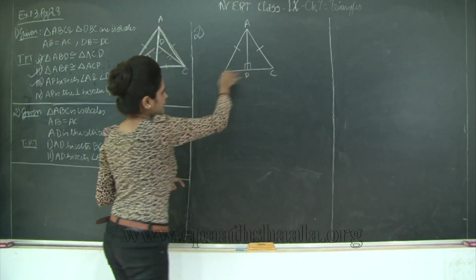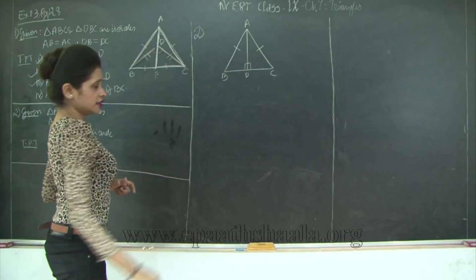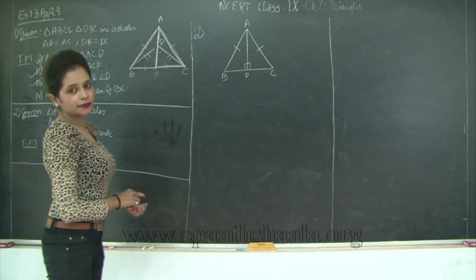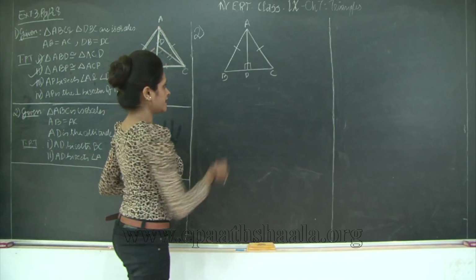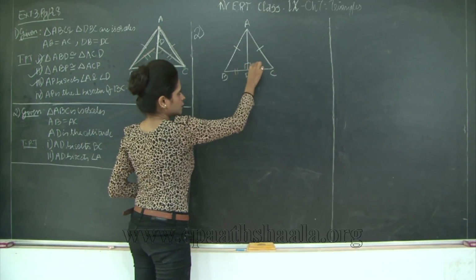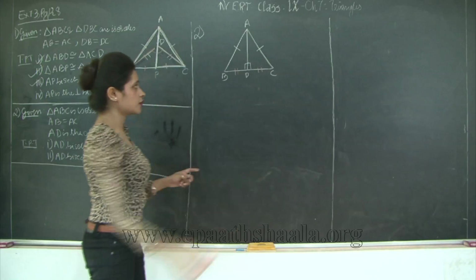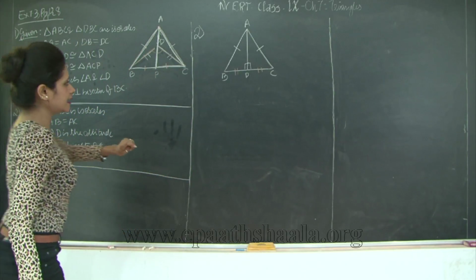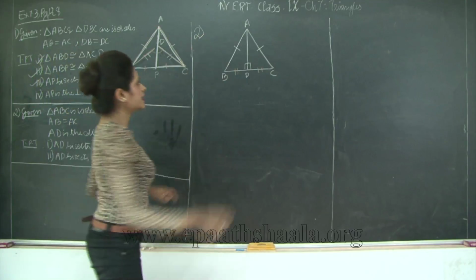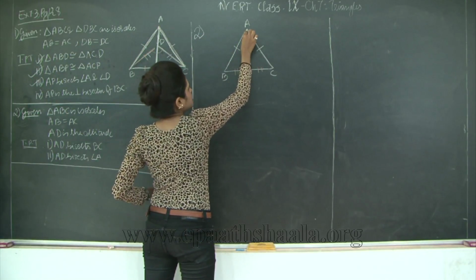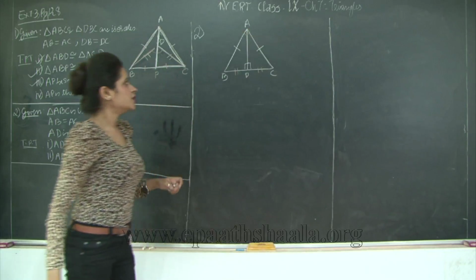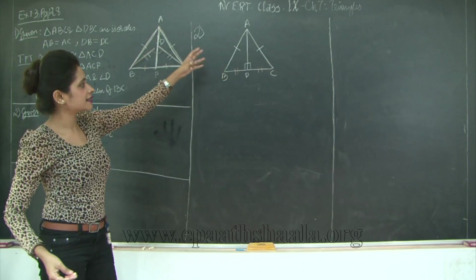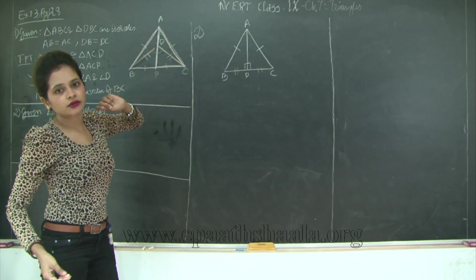Obviously, both these angles ADB and ADC are 90 degrees. I need to prove that AD bisects BC, which means I have to prove that BD is equal to CD. I have marked it with a different colored chalk because we have to prove this. Also, I need to prove that AD bisects angle A, that means I need to prove that these two angles here are equal to each other. So, first of all, to prove these, we need to first prove that the two triangles, that is ABD and ACD, are congruent to each other.